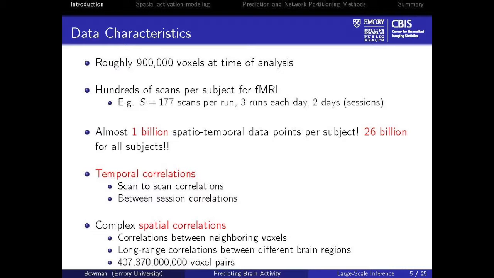Again, the number of scans is usually in the hundreds for fMRI, and in the case of the working memory task, we have 1,000 scans, including the multiple days or multiple sessions. So almost 1 billion spatial temporal data points for each subject, and 26 billion in that study for all subjects.